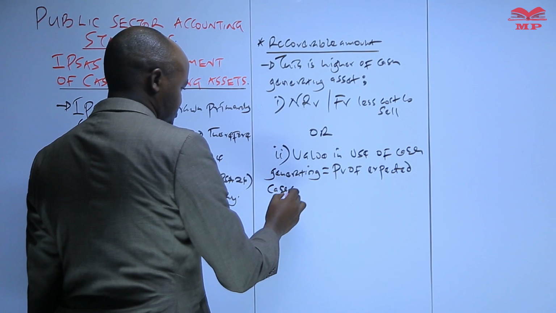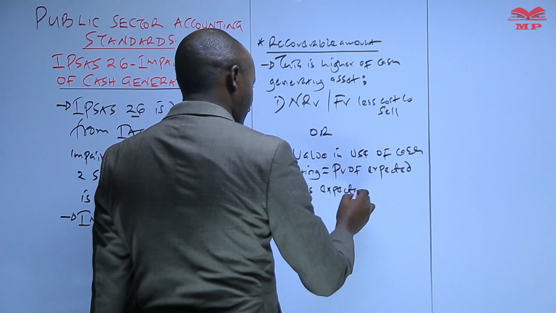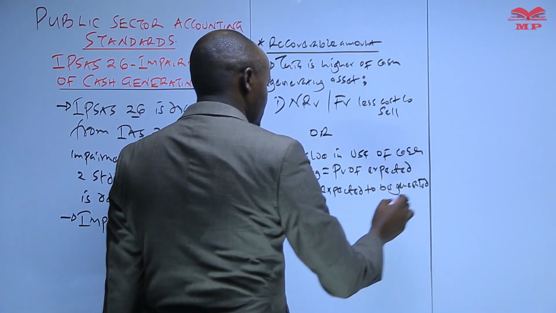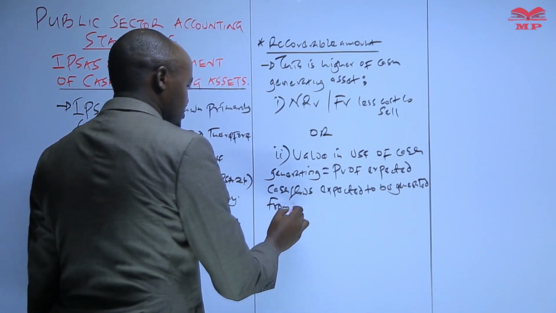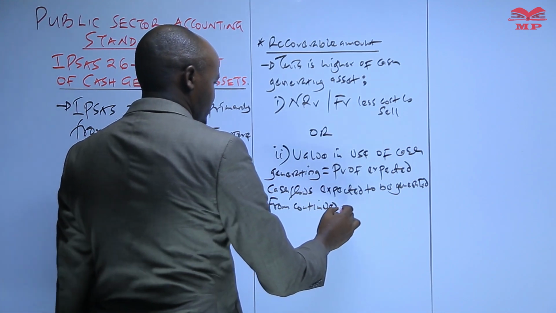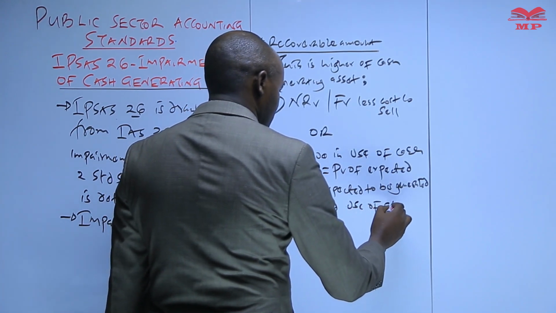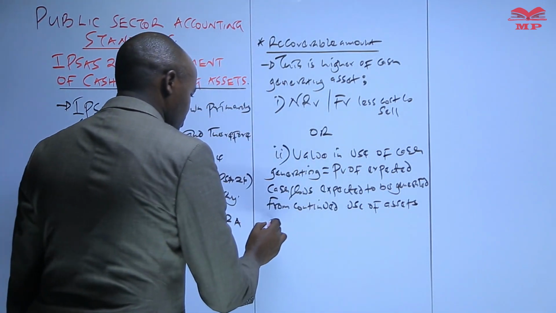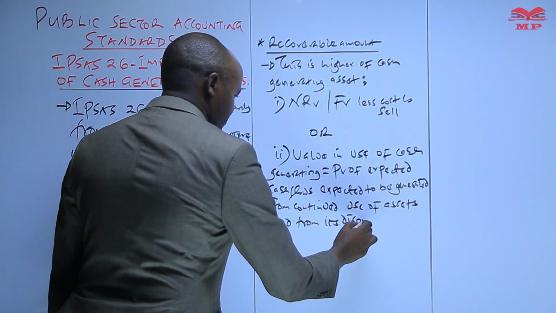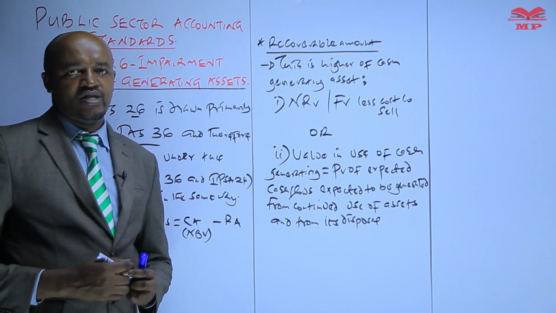expected to be generated from continued use of the asset, and from its disposal. So that is how we define the value in use of a cash generating unit.